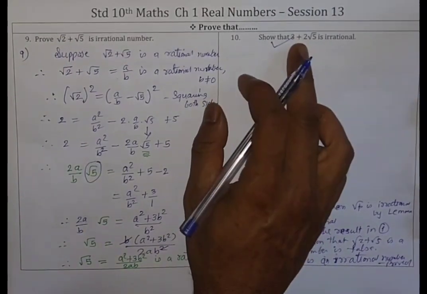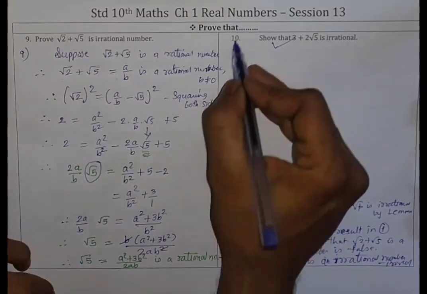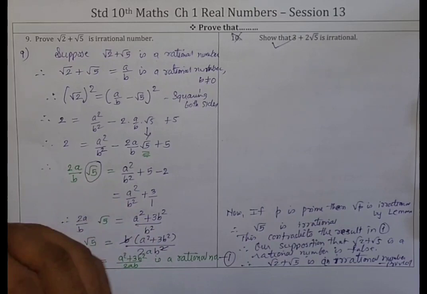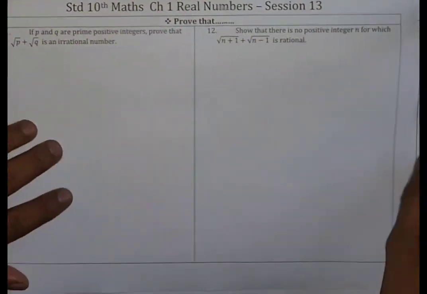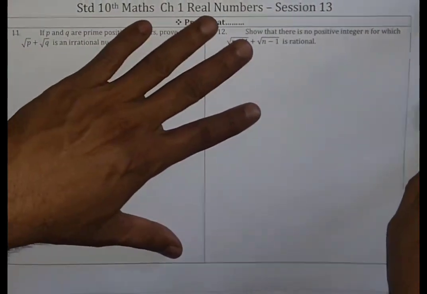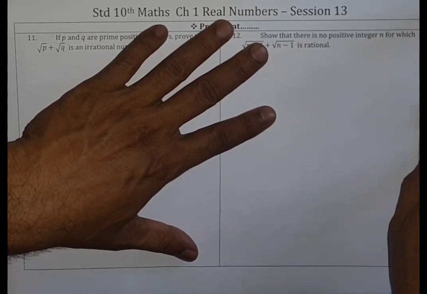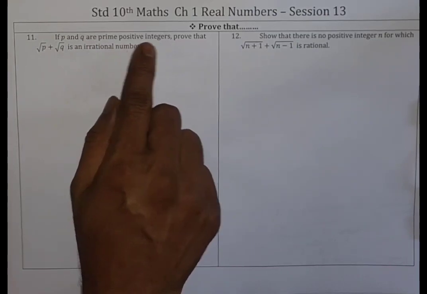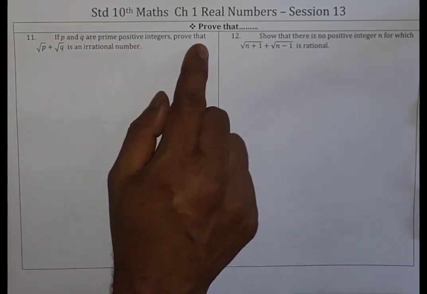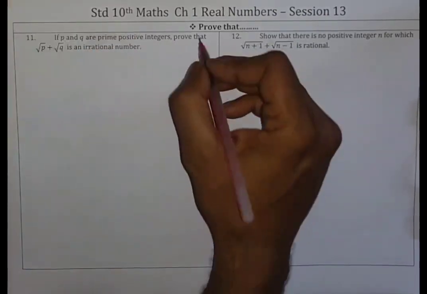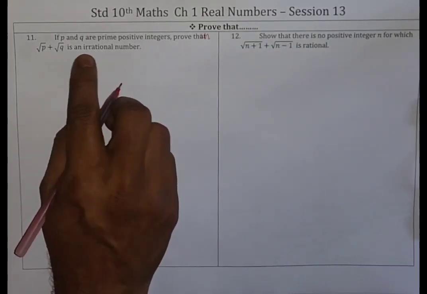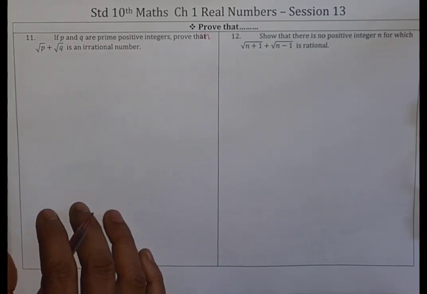Okay. Ye toh humne same one kiya hai. Right? Okay. We are not doing this. Fine. It's repeating. Aage badhte hai, children. If P and Q are prime positive integers, then prove that root P plus root Q is an irrational number.